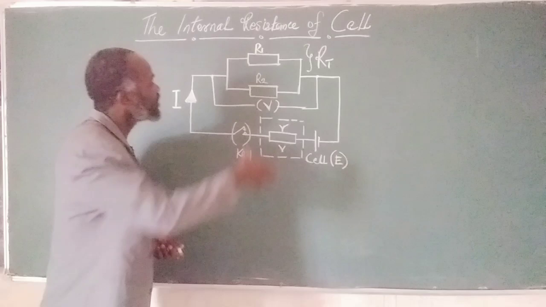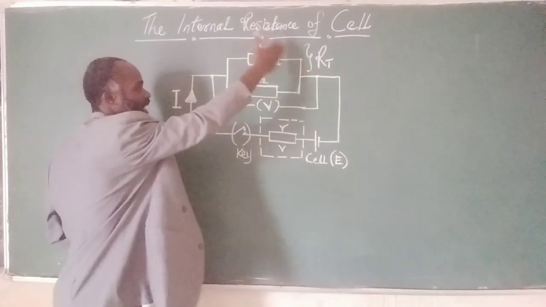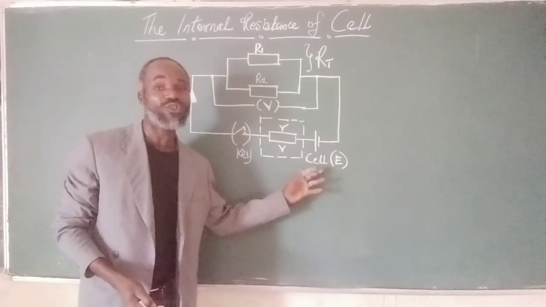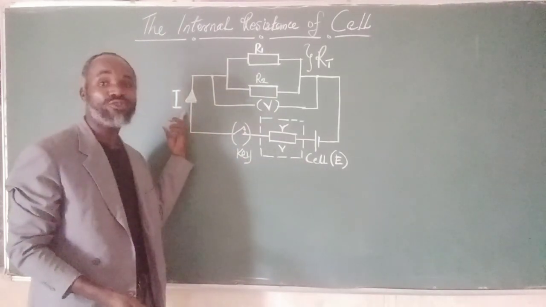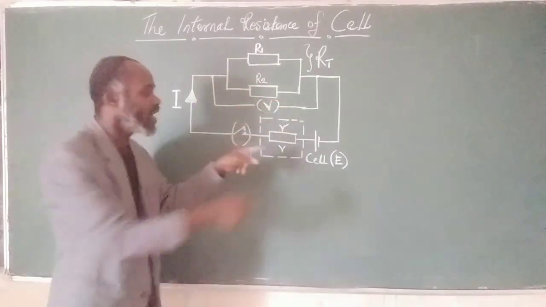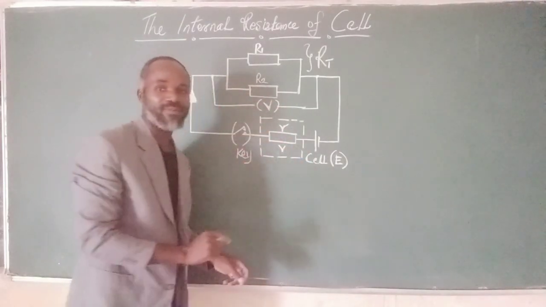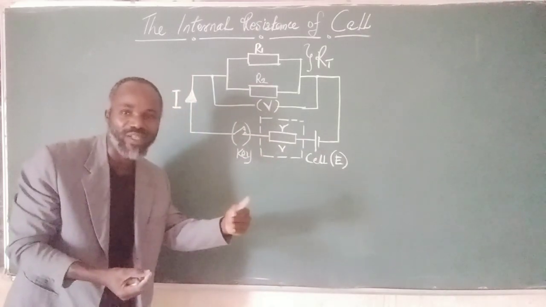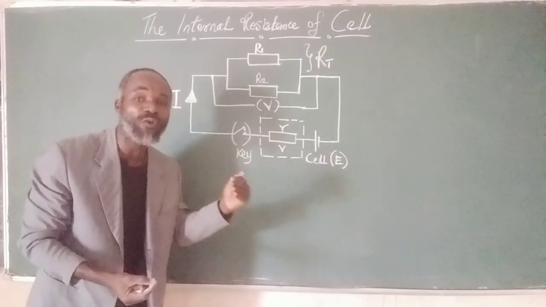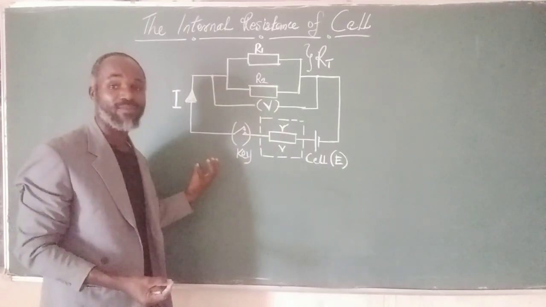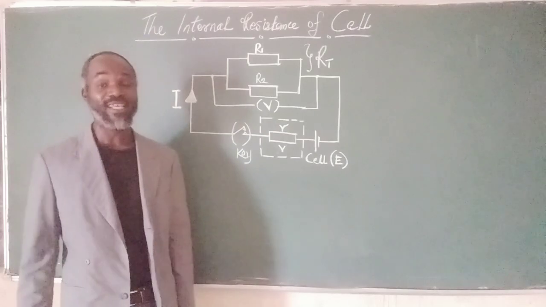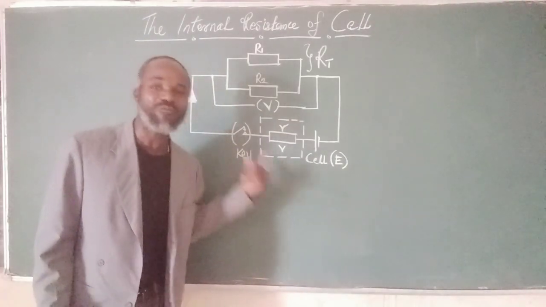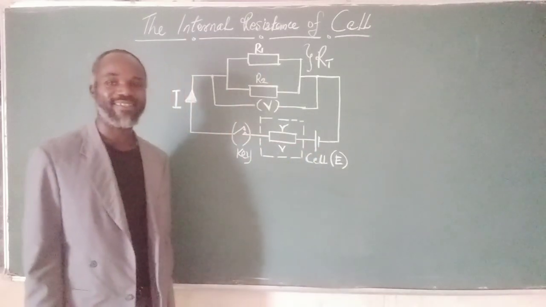external circuit. Take for instance, if this is an external circuit and you have a cell here that supplies total current to the external circuit, but within the cell there is an internal resistance restricting the flow of current or reducing the value of current being supplied to the external circuits. We need to deal with it in the first place and then know how such internal resistance affects the functionality of the cell. So let's begin.